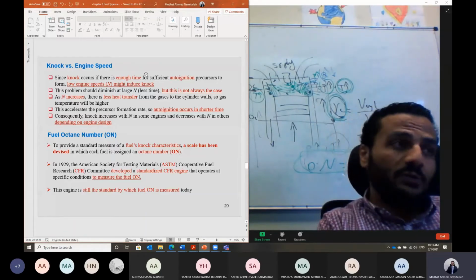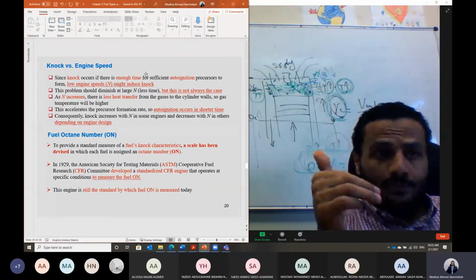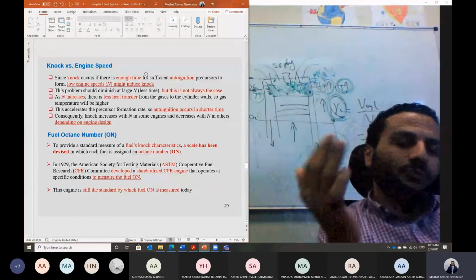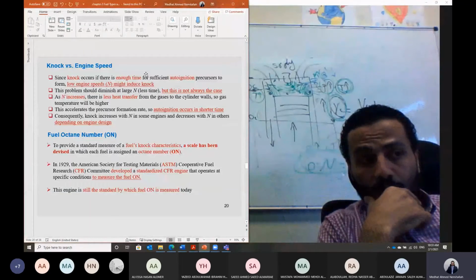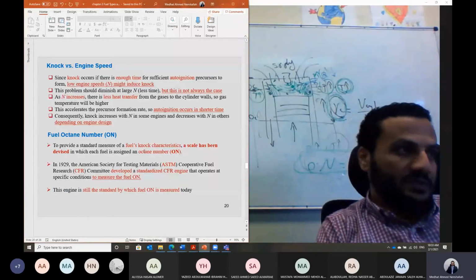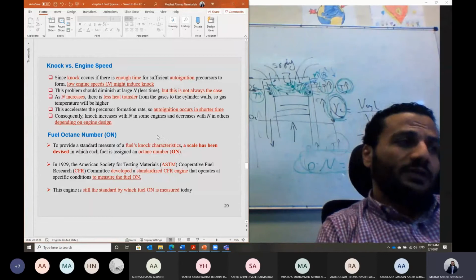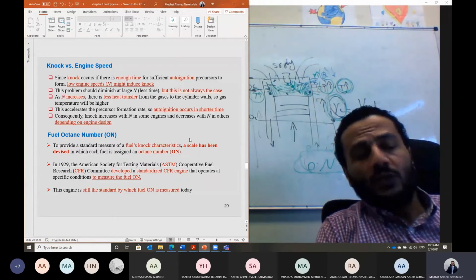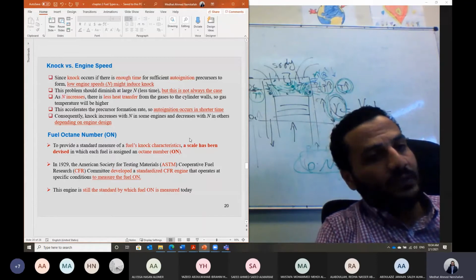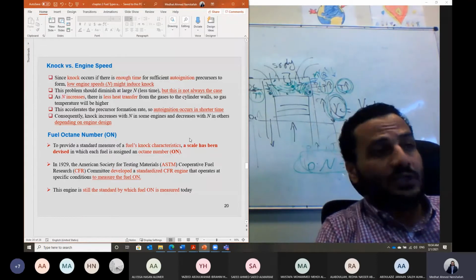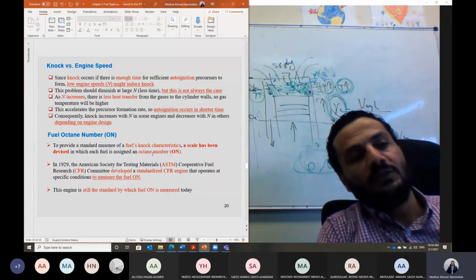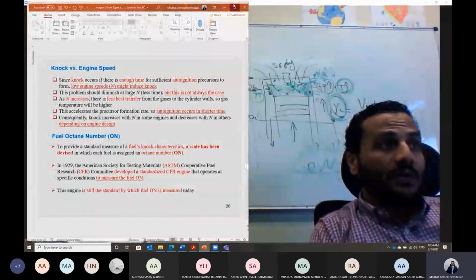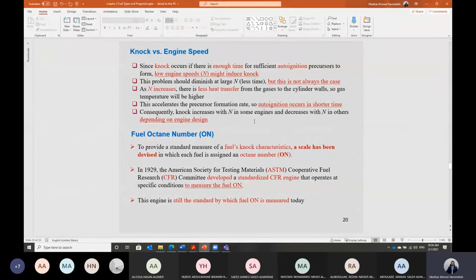Okay, so engine knocking can occur at lower engine speed. This is most probably the case, and it might also occur at higher engine speed. And that's why, shabab, each fuel has to be characterized by its own octane number. Each fuel has to be assigned an octane number value, and this number gives us an indication about the resistance of the fuel to self-ignite.